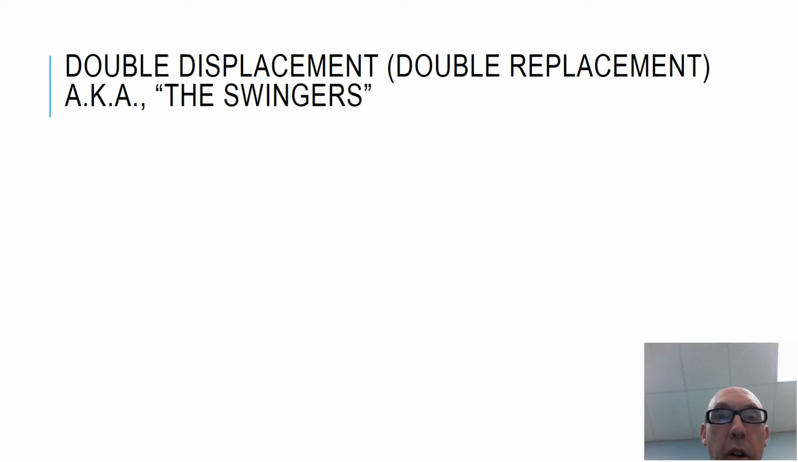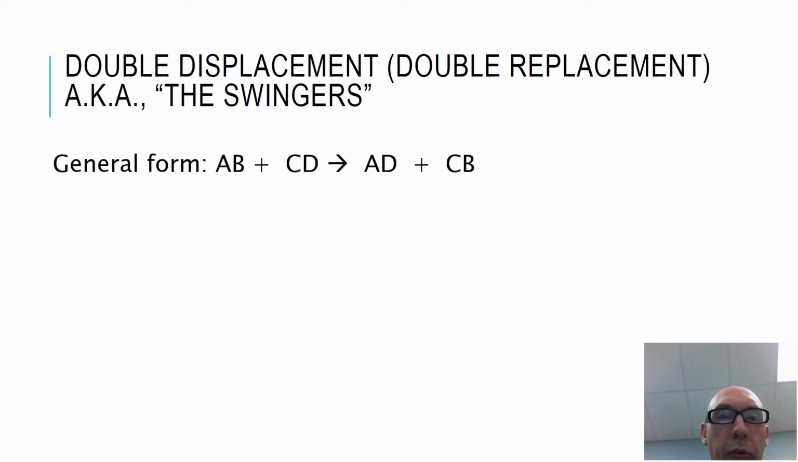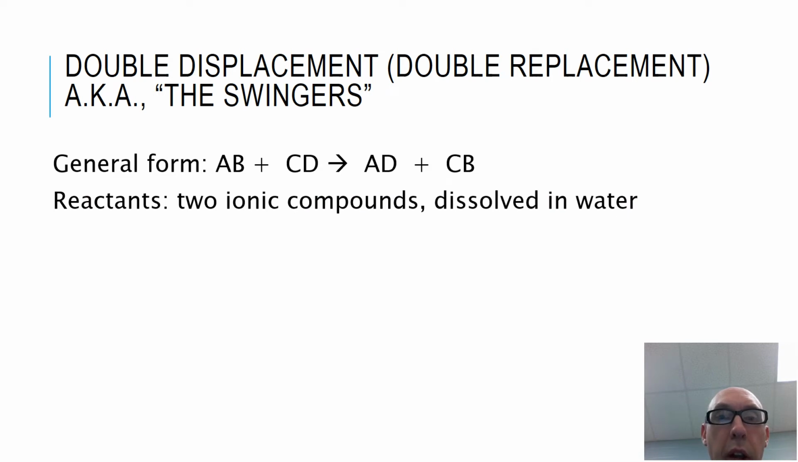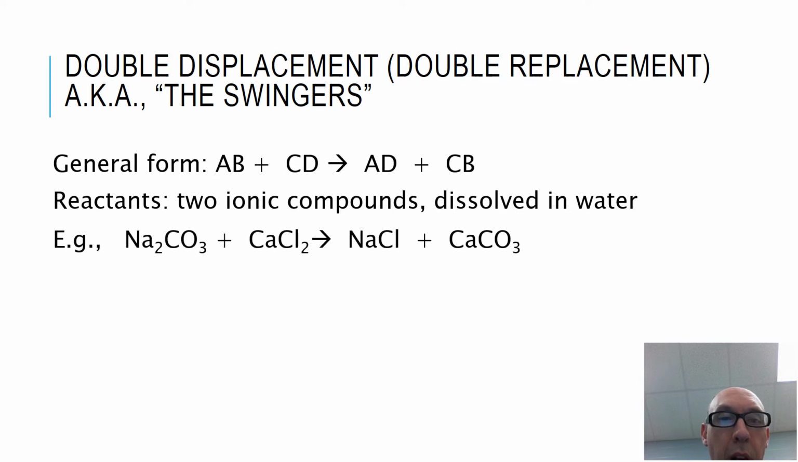Double displacement is also known as double replacement, and we're going to call this the swingers, but it's really double displacement. So the general form is AB plus CD makes AD plus CB. Notice that A and C are both metals, and B and D are both non-metals. The reactants must be two ionic compounds, and they're both going to be dissolved in water when this is working. For example, in your lab that you did over the weekend, we had sodium carbonate and calcium chloride reacting to make sodium chloride and calcium carbonate.